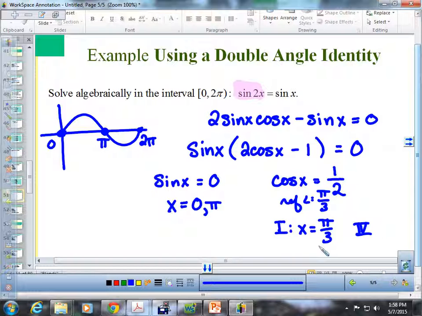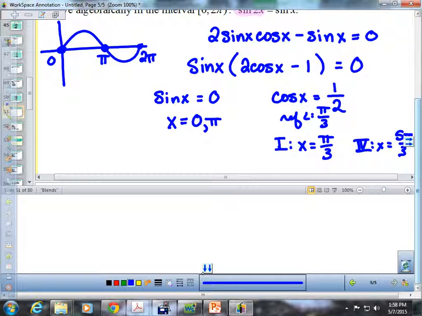But how do I put a reference angle into quadrant 4? Subtract from 2 pi, 360. Yep, subtracting off of 2 pi. Well, 2 pi, 2 wholes, is how many thirds? 6 thirds. What's 6 minus 1? 5 pi over 3. So how many solutions does this equation have? 4 solutions in that range. X equaled 0, pi over 3, pi, and 5 pi over 3.